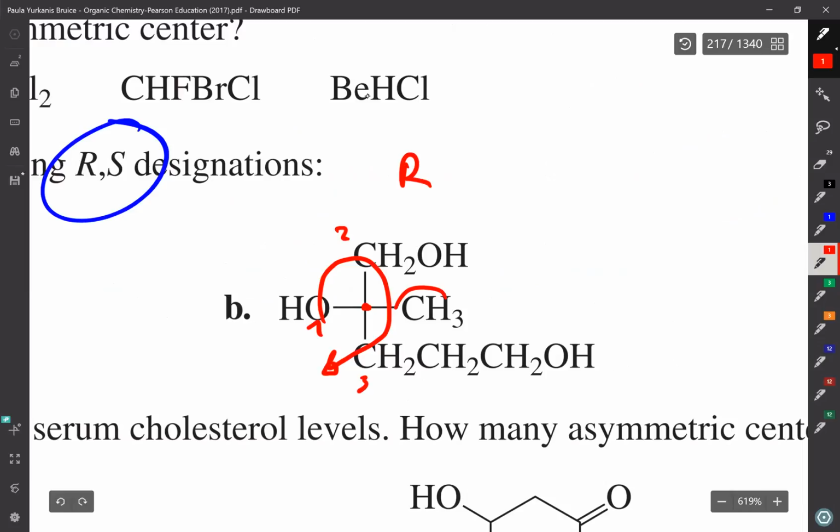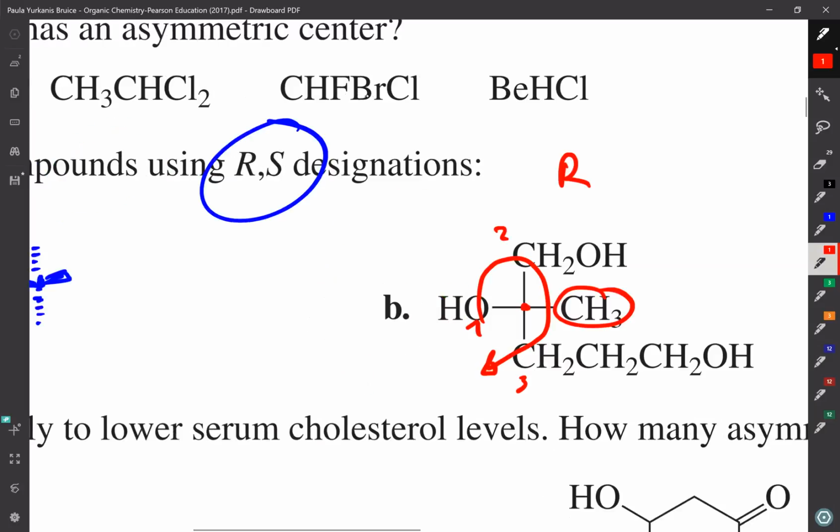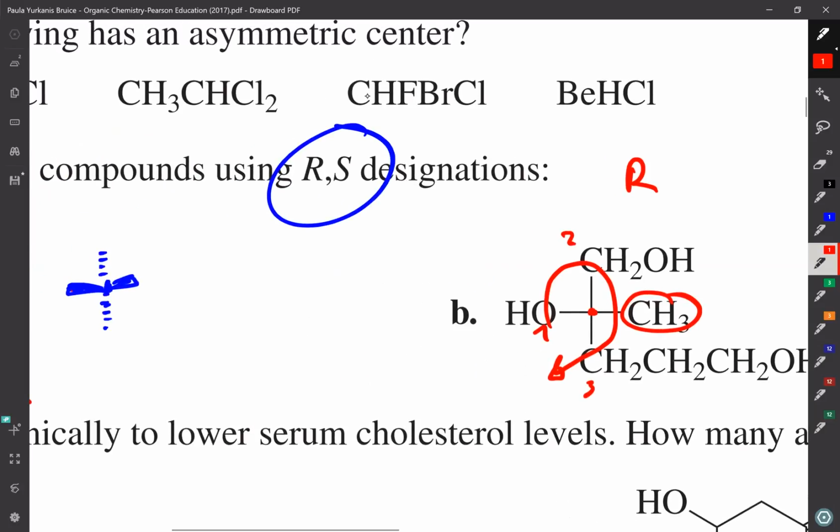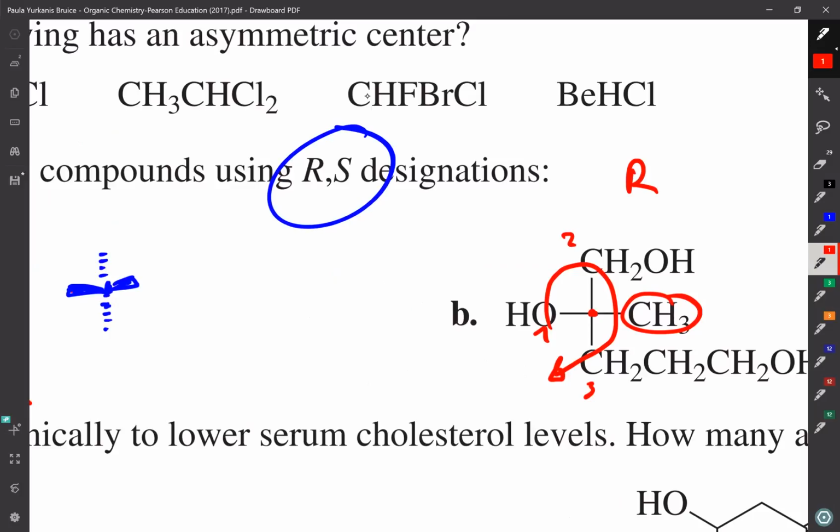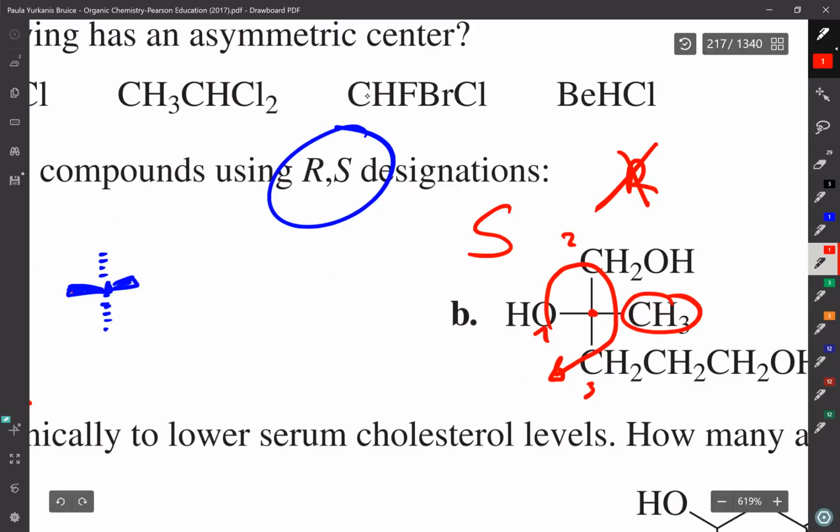But then this is my priority number 4. Is my priority number 4 away or towards me? According to my Fischer projection, it is towards me, which is bad, because the priority number 4 must always be away from me. And so because it's pointing towards me, this will reverse and become an S. Is that okay? That will reverse and become an S.